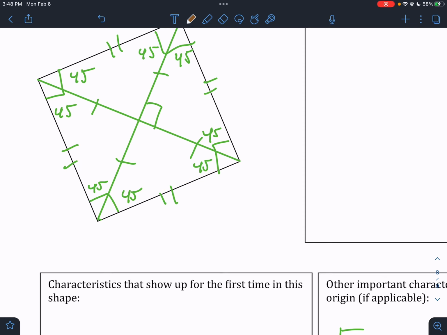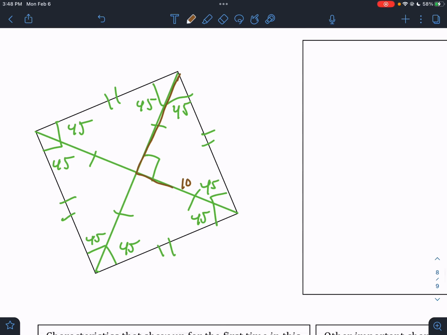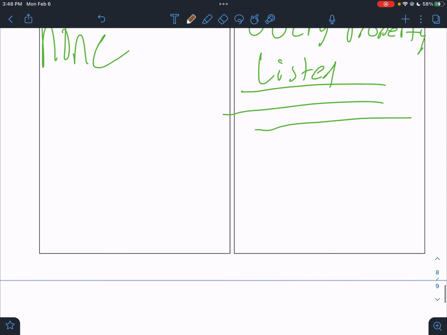If I knew that this little part was 10, I would use this little 45, 45, 90. This would have to be 10, and this would have to be 10 root 2. There's lots of ways to solve them, but we know that we're working with 45, 45, 90s.